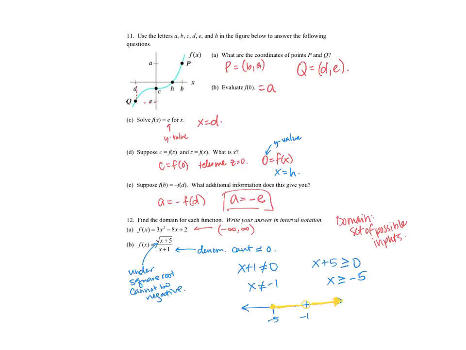So I can see it's going to consist of 2 intervals because it's broken up by that negative 1. So I'm going to get close bracket, negative 5, comma, negative 1, open bracket, union, negative 1, comma, infinity, open bracket.